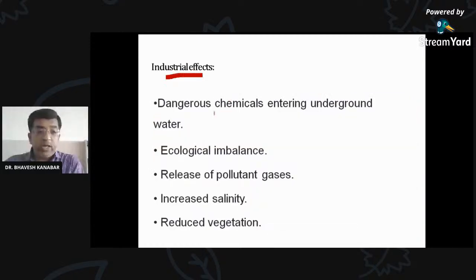So industrial effect: dangerous chemicals entering the underground water. Because of the use of these chemicals in industry, these chemicals along with the water are discharged into the soil and can enter the underground water, and that water we consume. Ecological imbalance, there can be release of pollutant gases from this water, which can cause atmospheric pollution. Increased salinity of this underground water, reduced vegetation. So these are industrial effects.